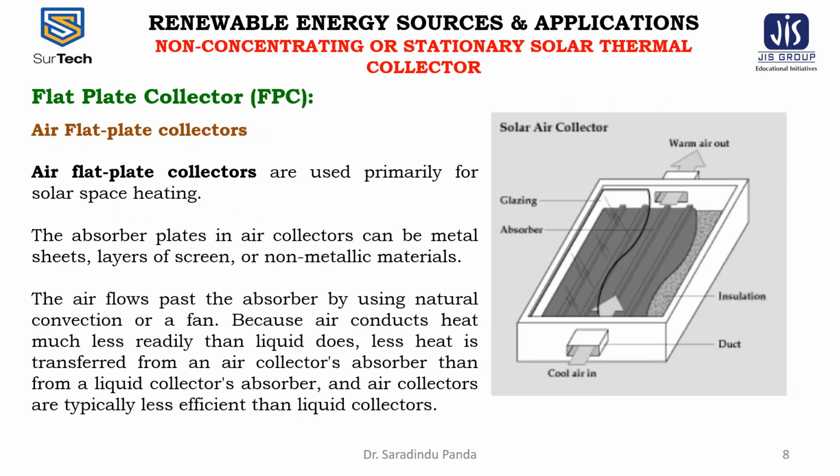The second type is the air flat plate collectors. The air flat plate collectors are used primarily for solar space heating. The absorber plates in air collectors can be metal sheet, layers of screen, or non-metallic materials. The air flows past the absorber by using natural convection or a fan.